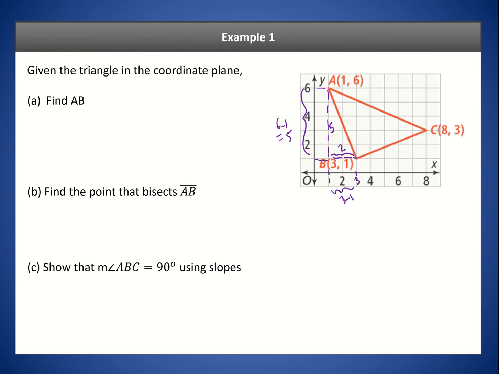Then we take the square root of the sum of the squares of those distances. So AB is equal to the square root of (x2 minus x1), which is 3 minus 1, which is 2, squared, plus (y2 minus y1), which is 6 minus 1, which is 5, squared. Square them out: 2 squared is 4, 5 squared is 25. So we have the square root of 29. The distance from A to B is the square root of 29.